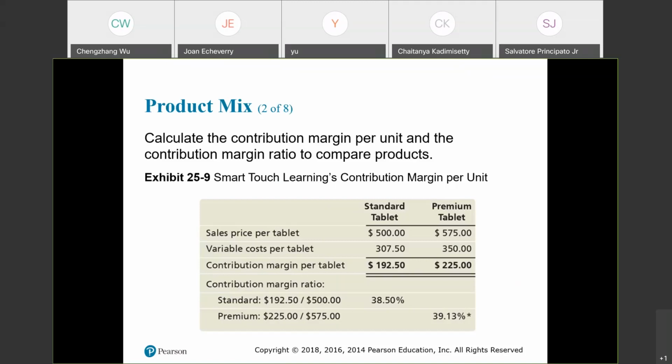Well, this slide suggests that premium tablets are more profitable than standard tablets because the premium tablets have a higher contribution margin per unit and a higher contribution margin ratio.